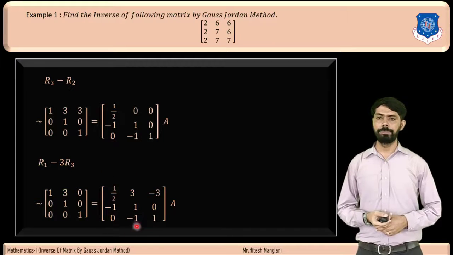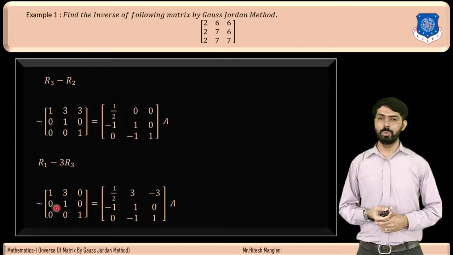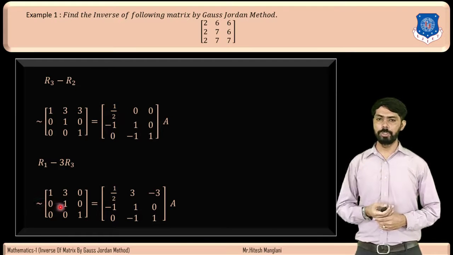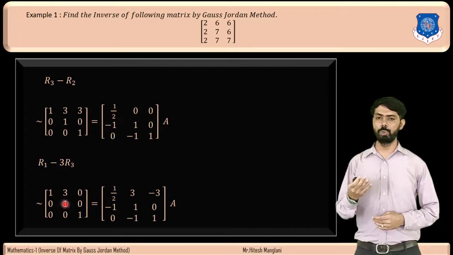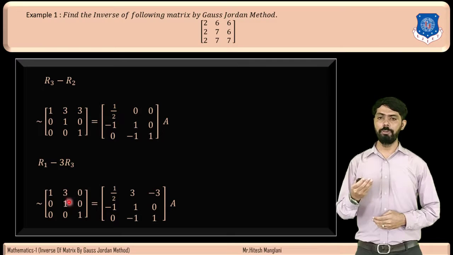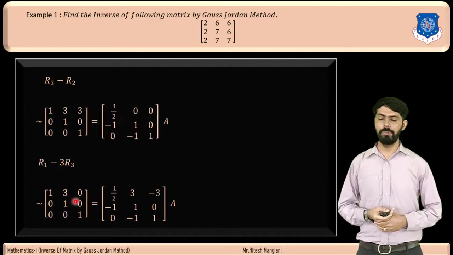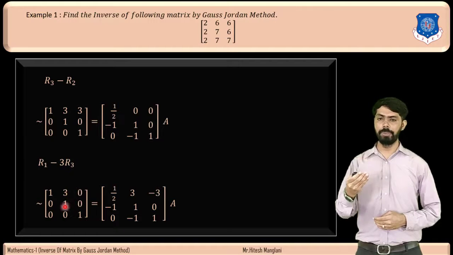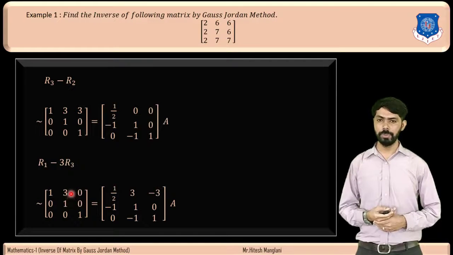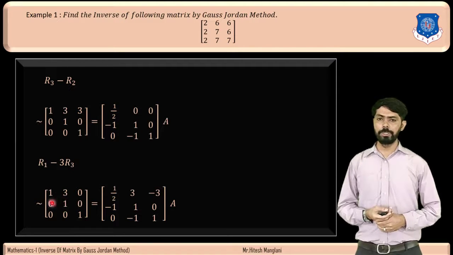Now, if you look at the left hand side, in the second row the first non-zero entry is 1. So this is the leading one of the second row. But all other entries in that column should be 0. Therefore, we will have to convert this 3 into 0. For that, we will multiply the second row by 3 and then subtract it from the first row. So here we will use the row operation R1 minus 3R2. If we use this row operation, the result will be stored in the first row.